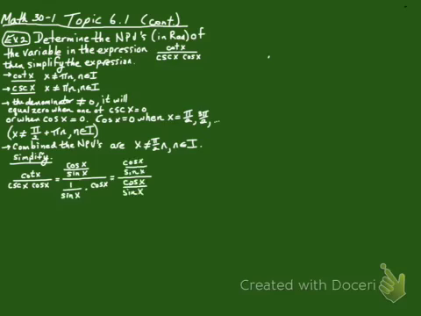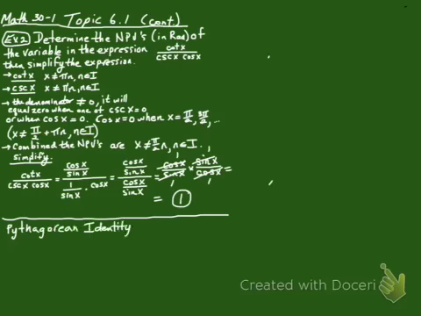And that means I can put cos over sine times the inverse, sine over cos, and you can cancel the sine of x, and you can cancel cosine of x, and you'll get a value of 1.